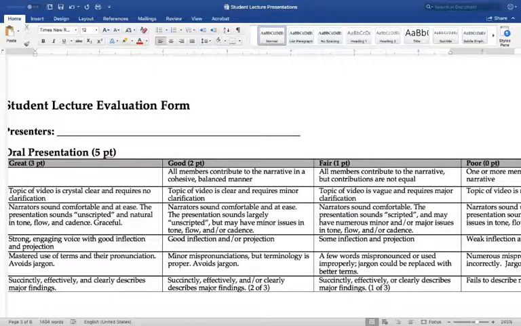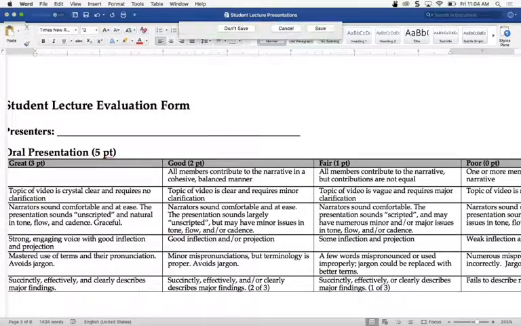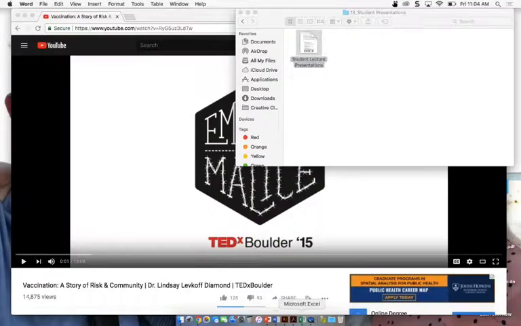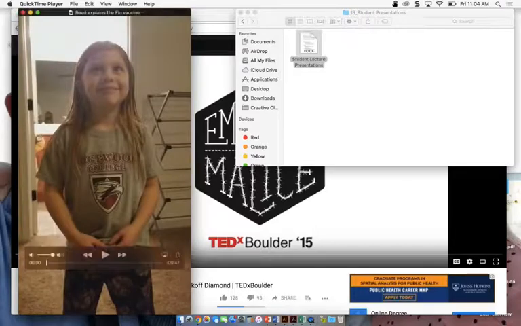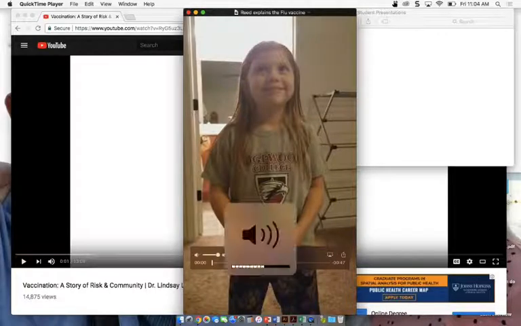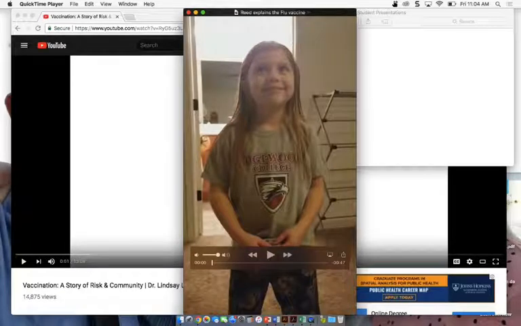So, all right. Cancel that out. Close that out. All right, so before we talk more about vaccines, this is from last year. This was like December. And here's my daughter Reed explaining the flu vaccine.